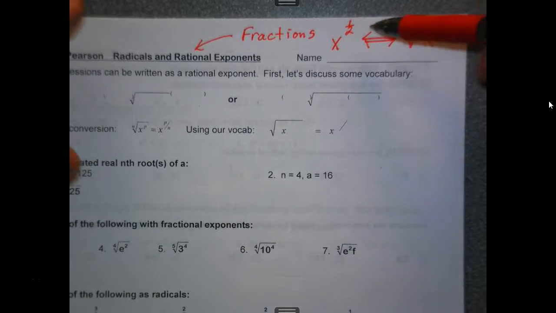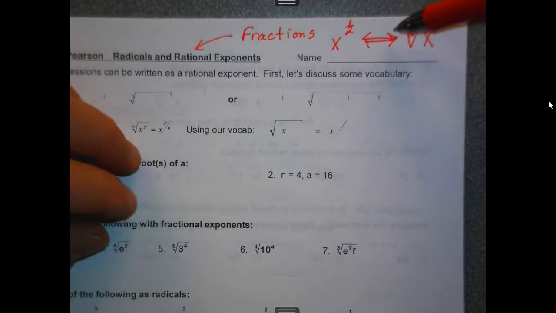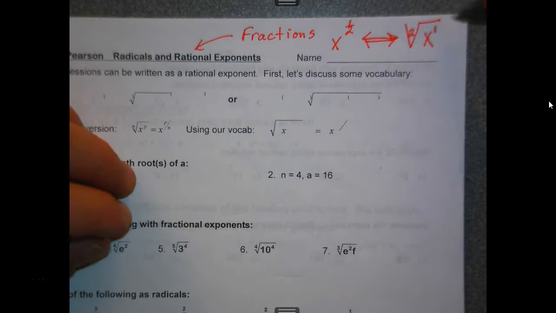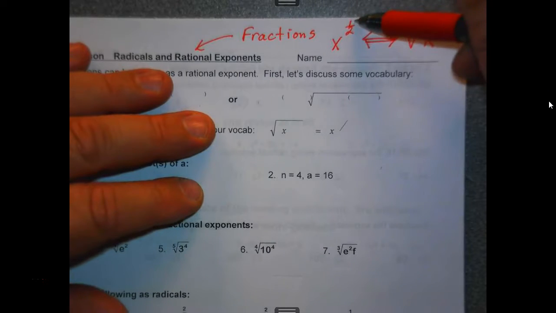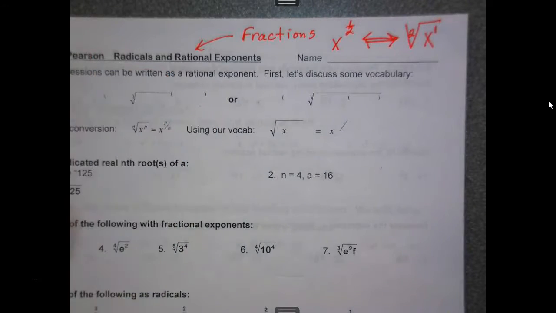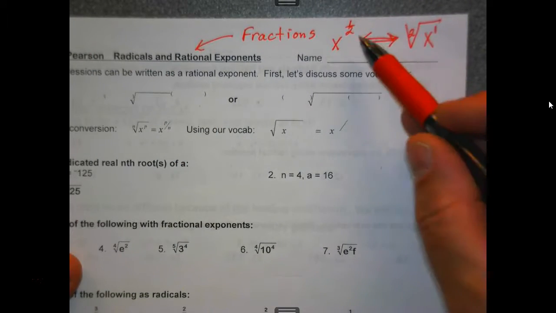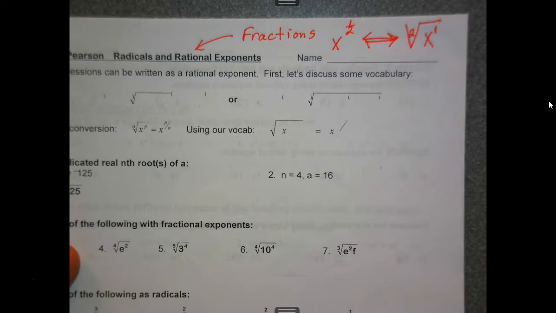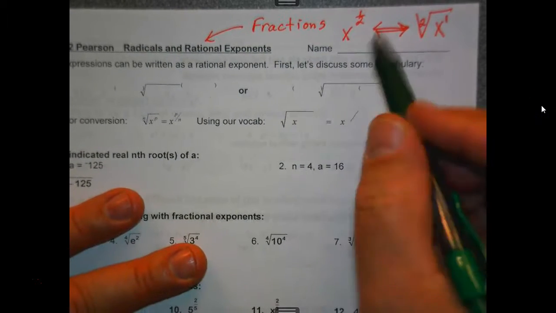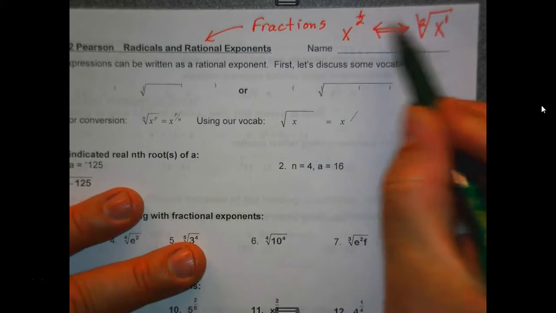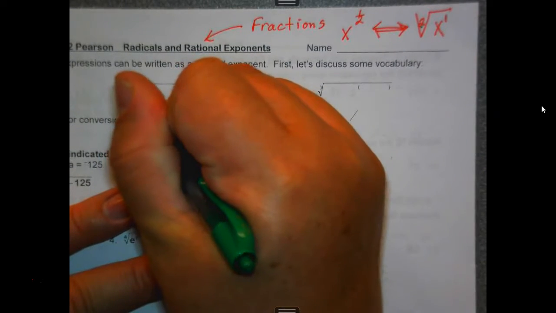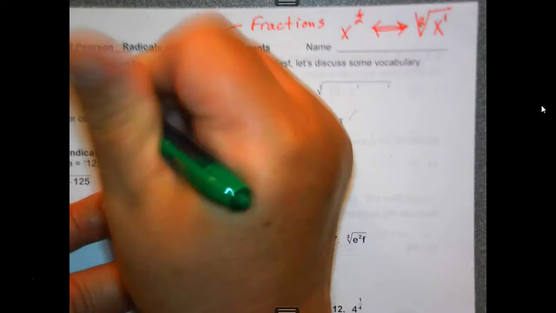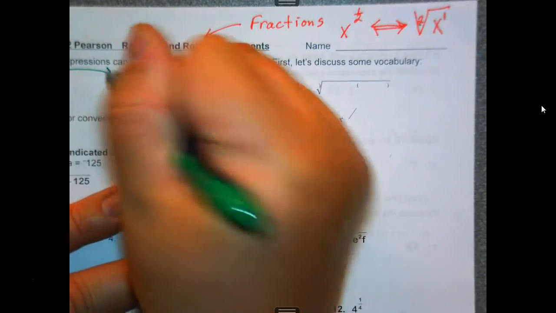x to the 1/2 is the same thing as taking the square root of x to the first power. Do you see where the numerator went? Okay, do you see where the denominator went? The denominator went to the, we call that the root. So that's our denominator of the fraction.